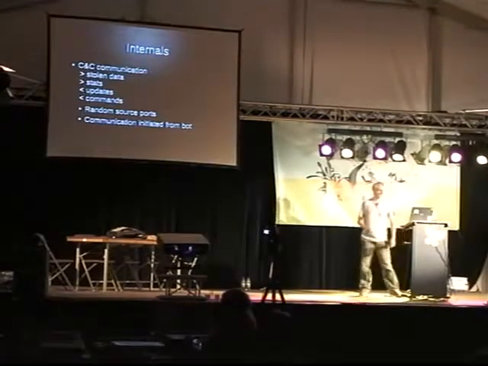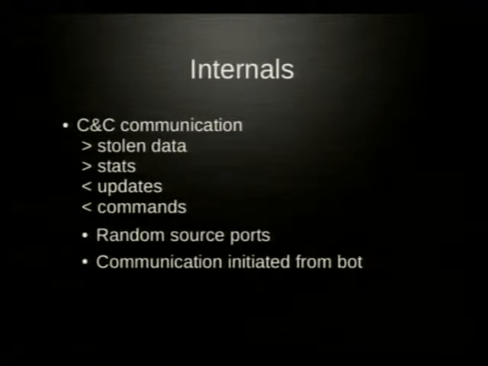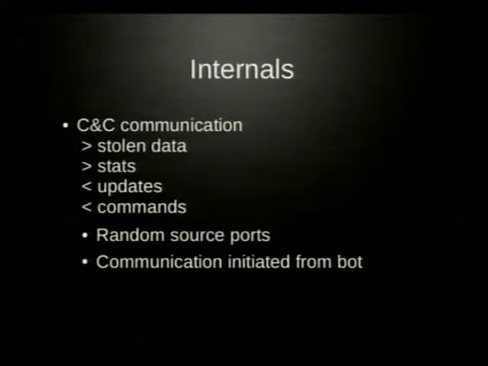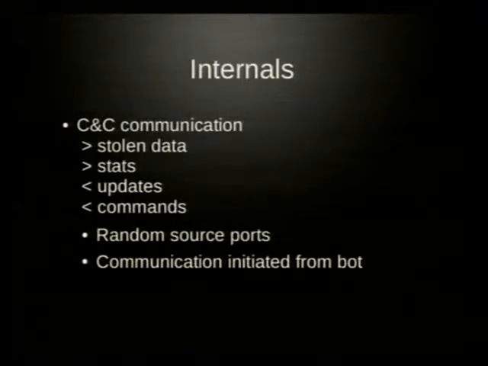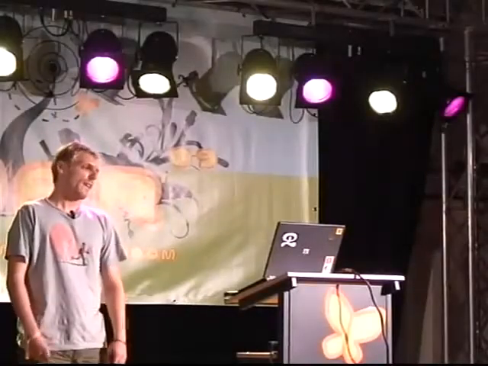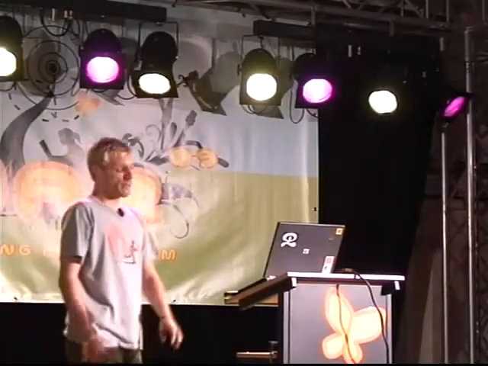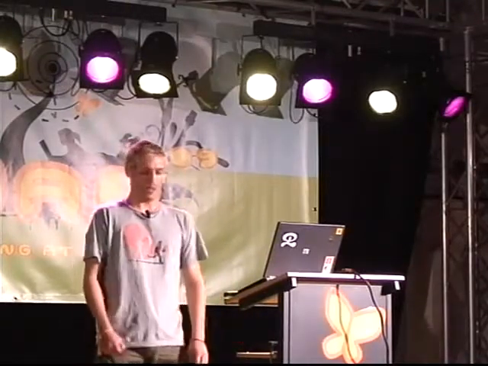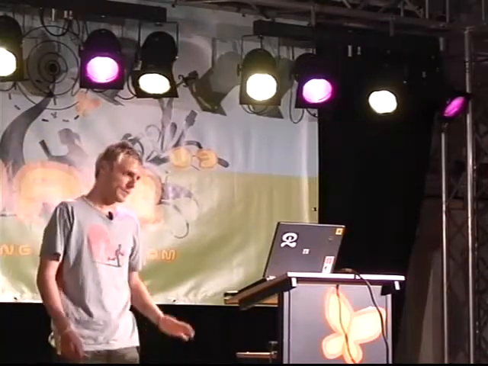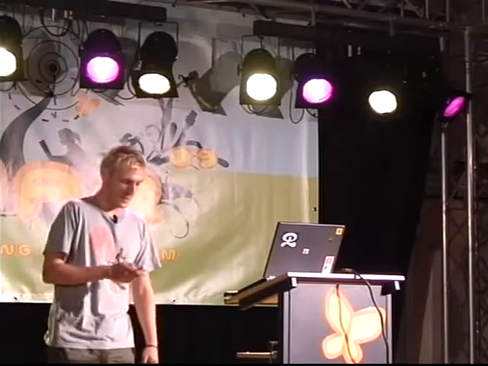Yeah. The internals, the C&C communication, which basically counts to send the stolen data, to send stats, and to receive updates, like the update of the configuration file of the Trojan, or the update of the bot itself. It uses different, randomly changing source ports for the communication, and the communication is always initiated from the bot. So this is also for bypassing firewalls and things like this.